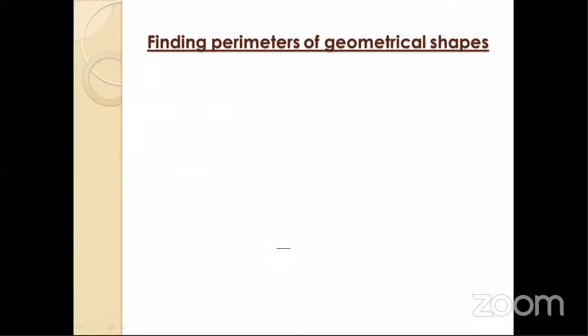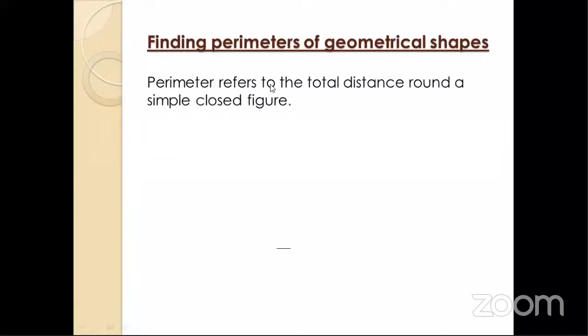So when we talk about perimeter, please, perimeter is the total distance round a simple closed figure. This is what perimeter means. Mark this word, this word total, and distance, the words I have underlined. When you talk of total distance, total means add.